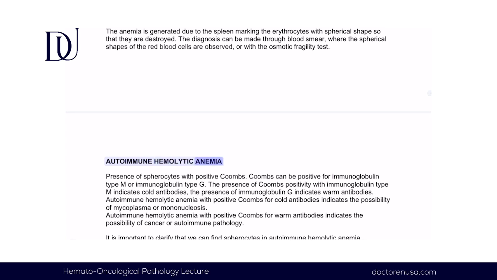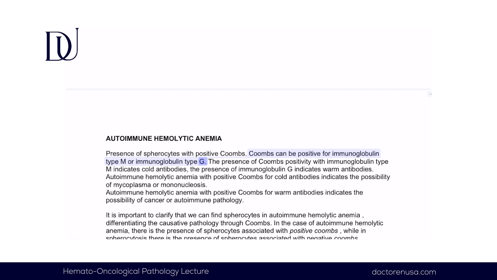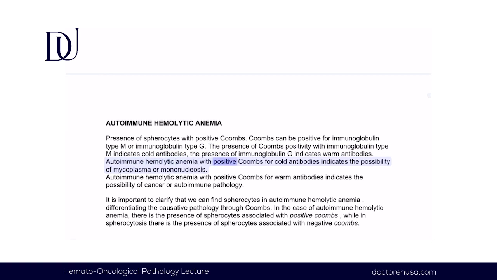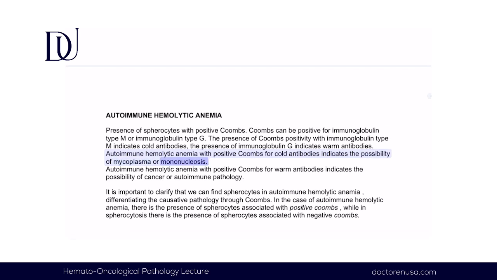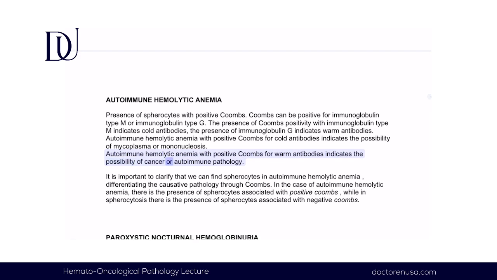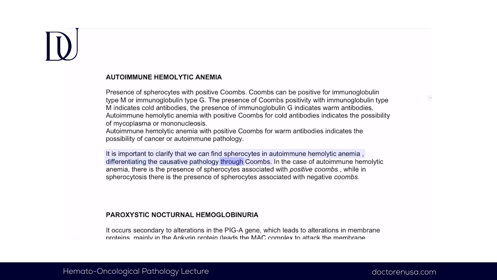Autoimmune hemolytic anemia. Presence of spherocytes with positive Coombs. Coombs can be positive for immunoglobulin type M or immunoglobulin type G. The presence of Coombs positivity with immunoglobulin type M indicates cold antibodies, the presence of immunoglobulin G indicates warm antibodies. Autoimmune hemolytic anemia with positive Coombs for cold antibodies indicates the possibility of mycoplasma or mononucleosis. Autoimmune hemolytic anemia with positive Coombs for warm antibodies indicates the possibility of cancer or autoimmune pathology. It is important to clarify that we can find spherocytes in autoimmune hemolytic anemia, differentiating the causative pathology through Coombs.